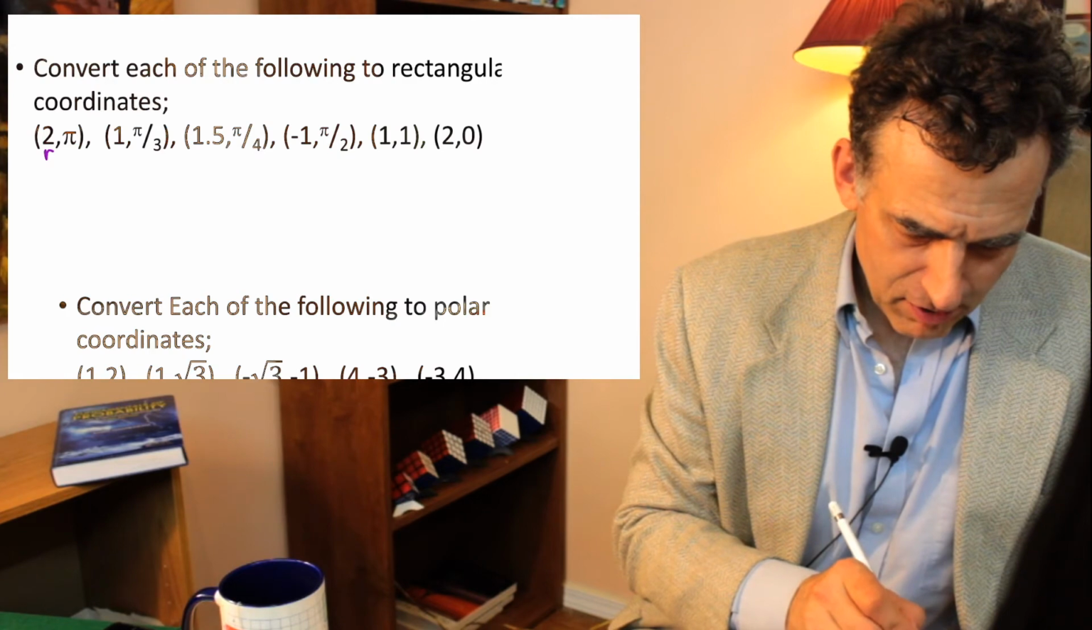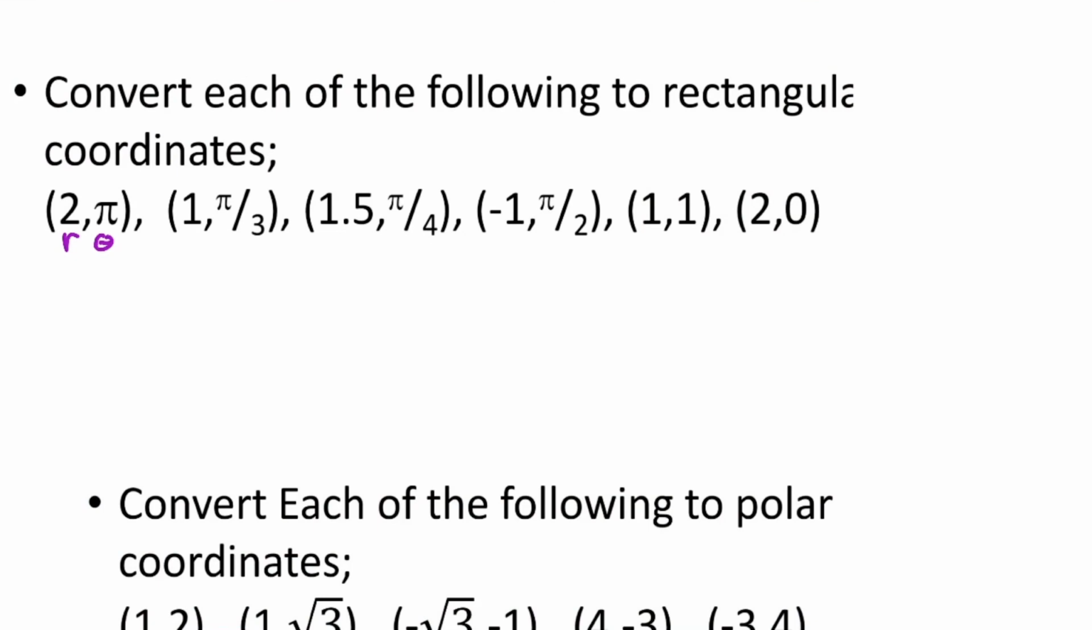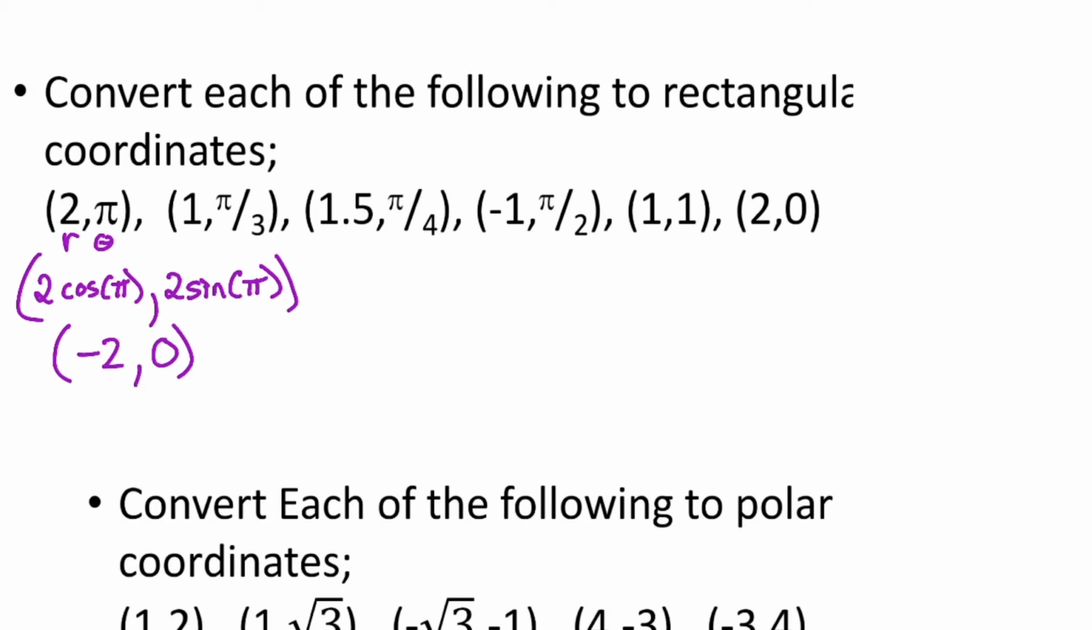So this is r, this is theta. Let me make this a little bit bigger so that you can see better. So there's r and theta, and we're going to do x is r cosine theta, so 2 times cosine of pi, and y is 2 times sine of pi. That's this one right here, which gives me the cosine of pi is -1, so this will be -2, and the sine of pi is 0. So that is that. I'll change colors so that we don't get confused. Now we'll do this one down here.